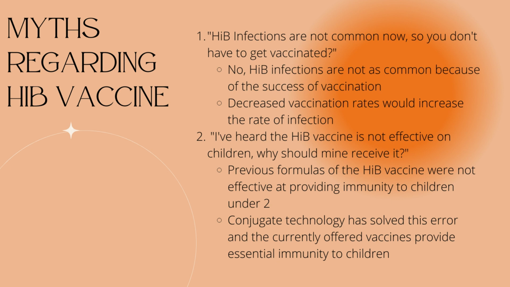The second myth is that the HIB vaccine is not effective on young children. A previous formula for the HIB vaccine was not effective at providing immunity to children under the age of 2. However, conjugate technology has solved this error, and the currently offered vaccines provide essential immunity to children.